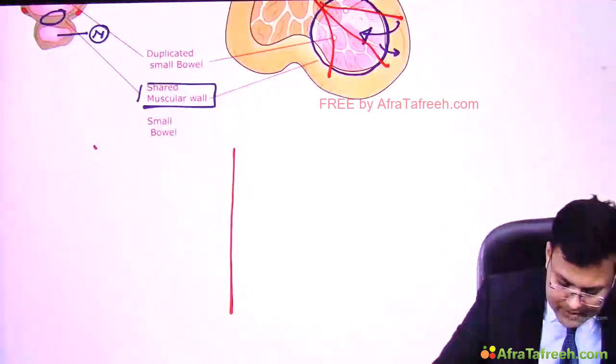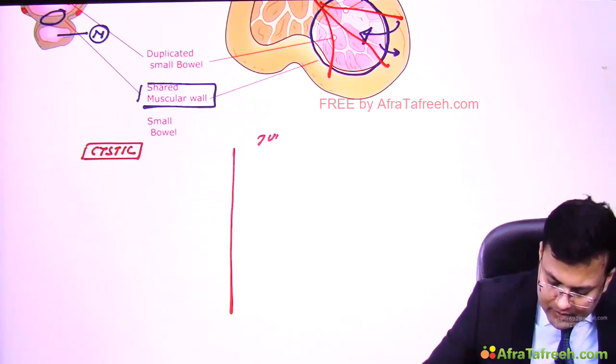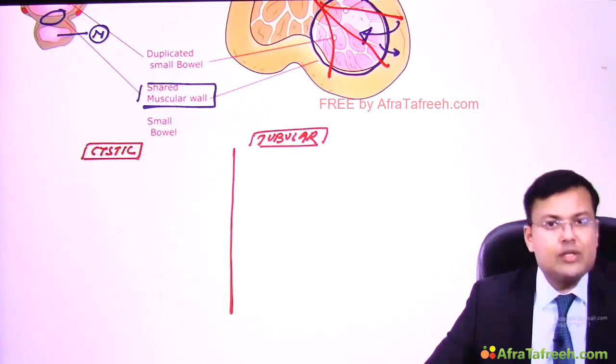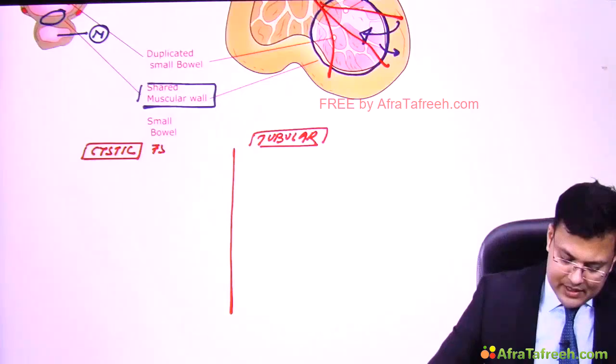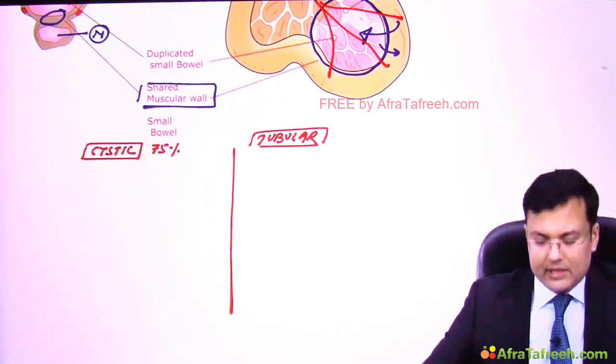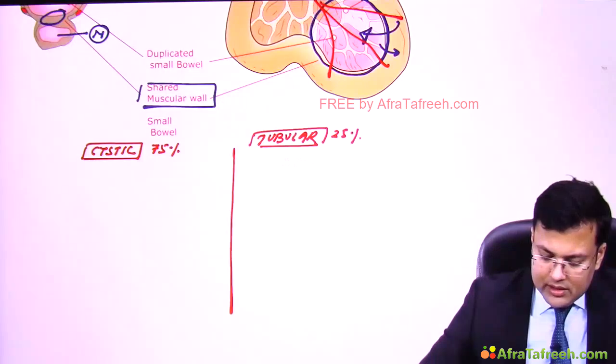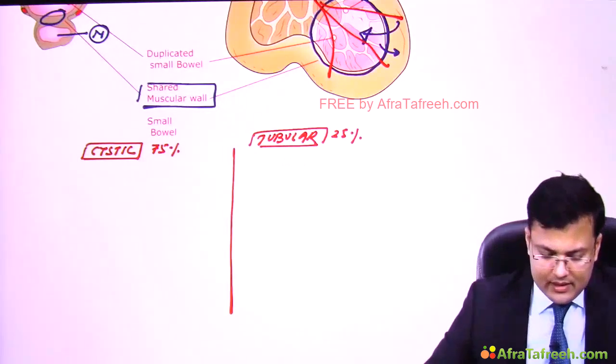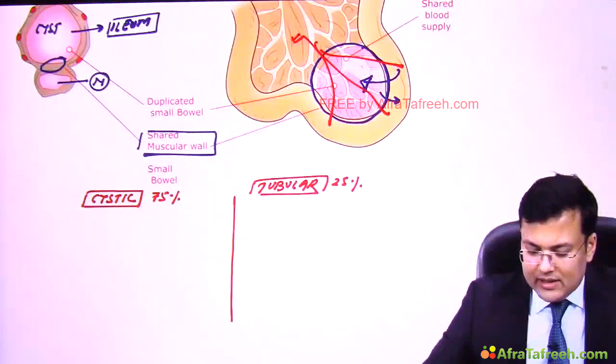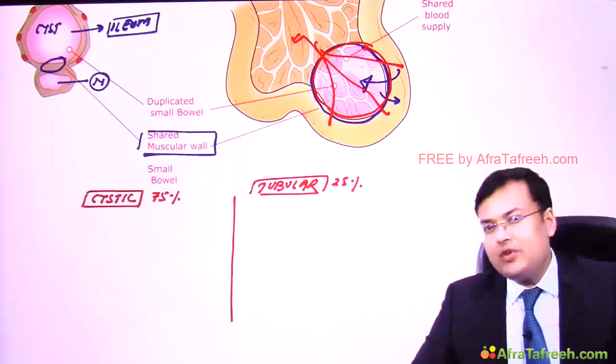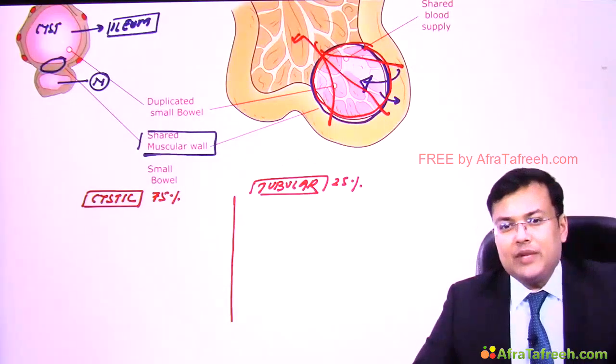It is of two types: cystic duplication and tubular. Clear? Cystic duplication, it is responsible for 75% cases. So this is the most common type, and tubular, this is responsible for 25% cases. Clear? So here you noticed that this cystic duplication, this is cystic, it doesn't communicate with the GI lumen.